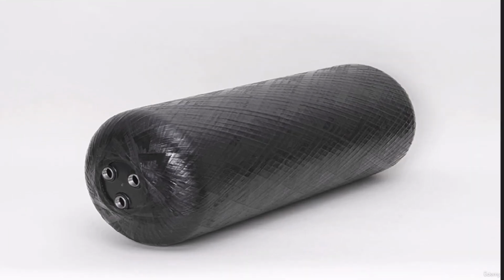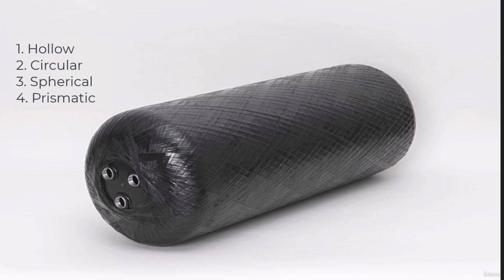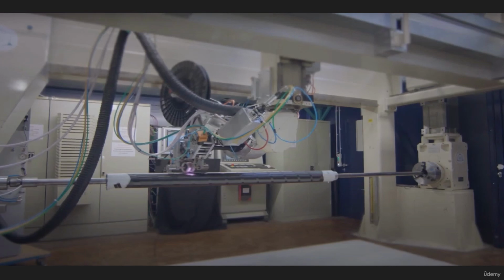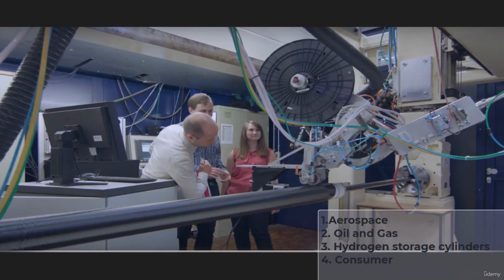Filament winding is a technique primarily used to manufacture hollow, circular or prismatic parts such as pipes or tanks. When I am talking about prismatic, it means square shape. It is performed by winding continuous fiber tows onto a rotating mandrel using a specialized winding machine. Filament wound parts are commonly used in aerospace, energy and consumer products industries.